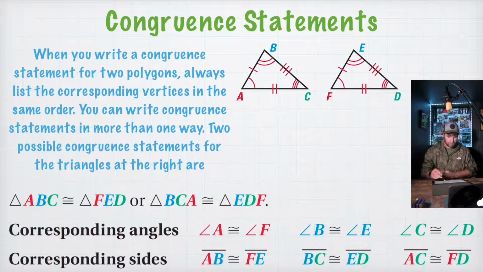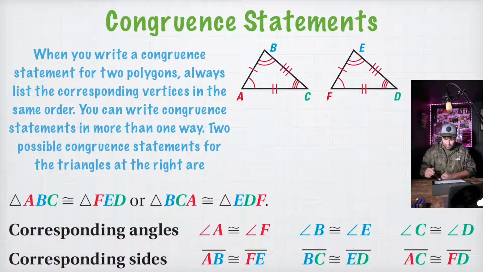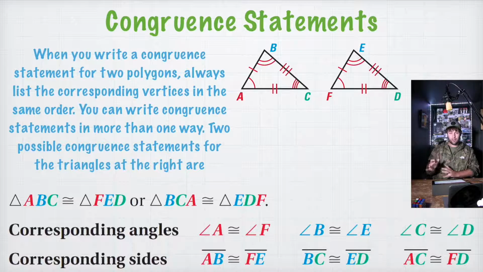Two possible congruent statements for the triangles at the right are triangle ABC is congruent to triangle FED. Notice that angle A is congruent to angle F, so you listed them together. Angle B is congruent to angle E, so they are listed next. And C is congruent to D, and they're listed last. So I color-coded it here to help you see it better. Triangle ABC, red, blue, green, is congruent to triangle FED, red, blue, green. Okay? They're congruent sides, or angles.